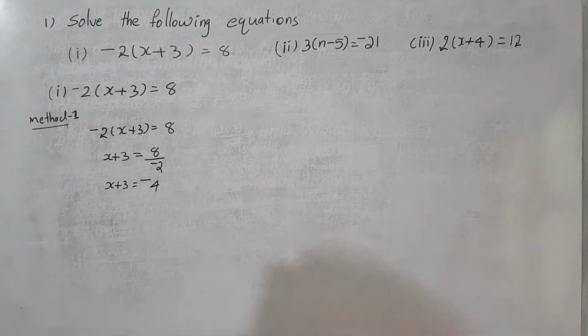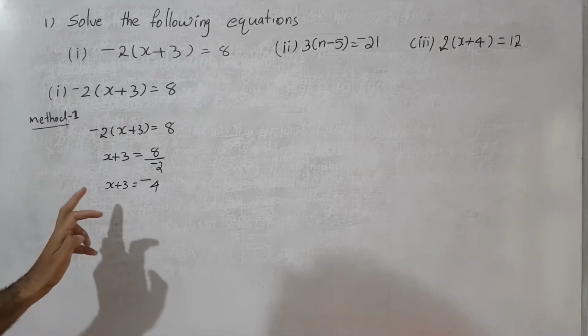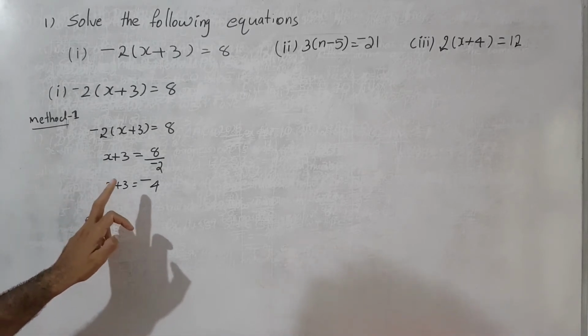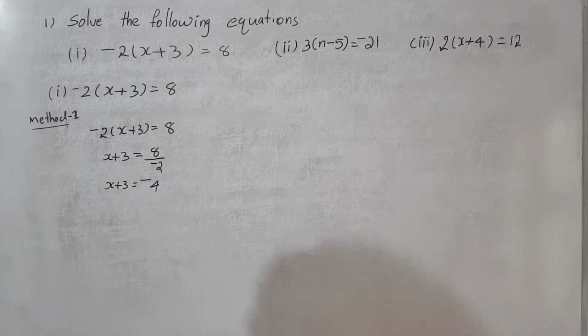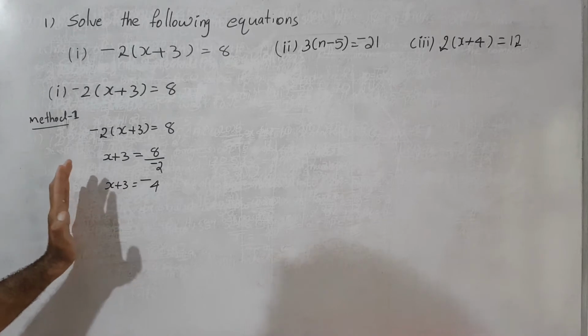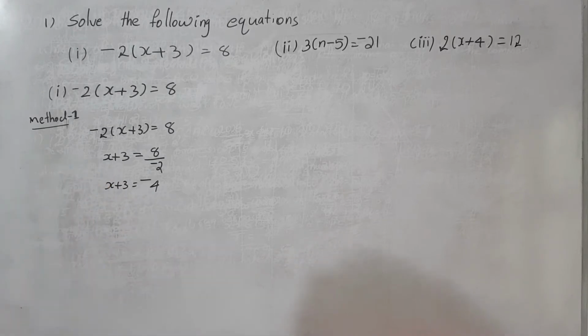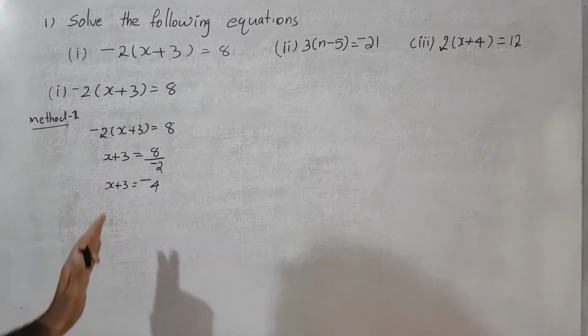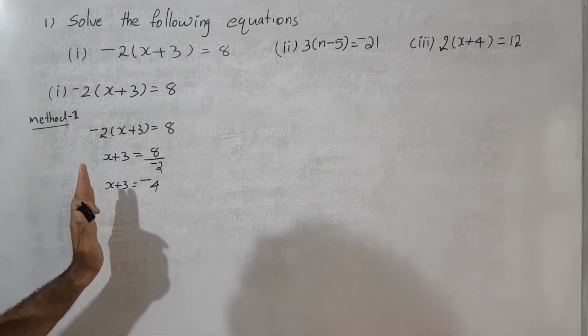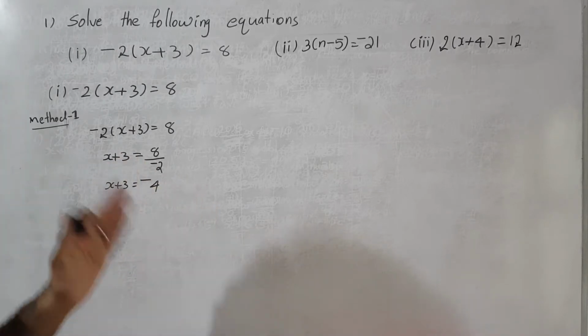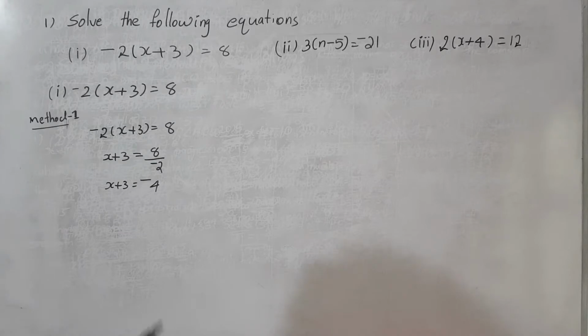Okay, now we are checking the LHS. We have a term with the variable and a term not containing the variable. We have two terms in the LHS. One term contains the variable, the other term does not. Then what is next? We transpose the term not containing the variable to the right side.